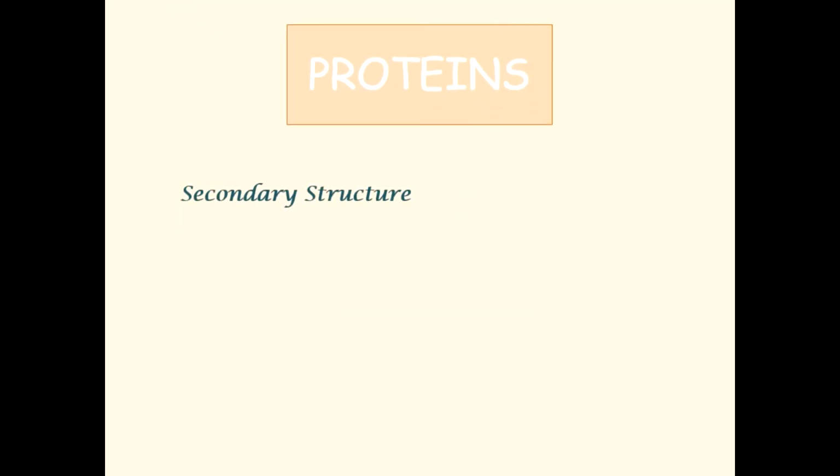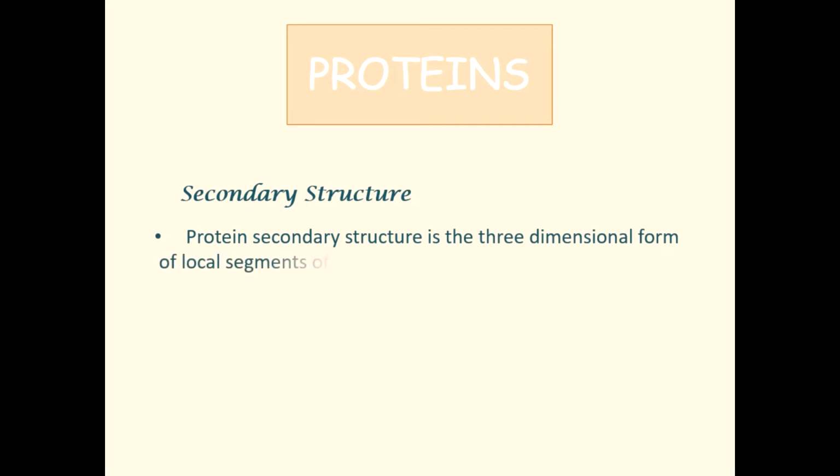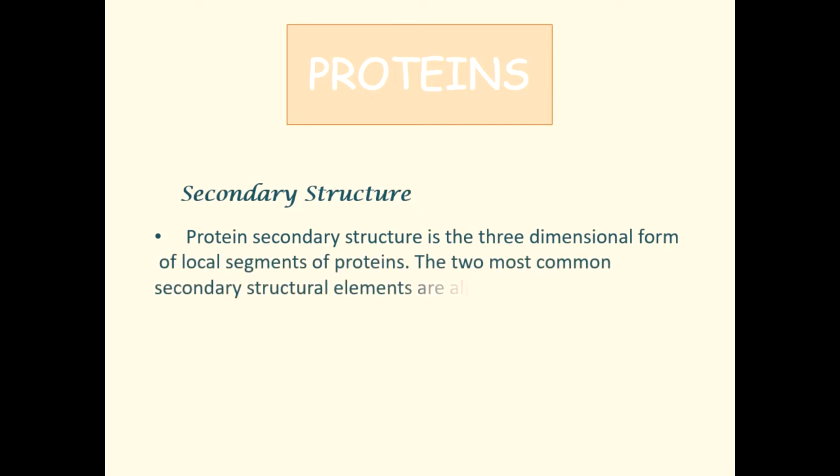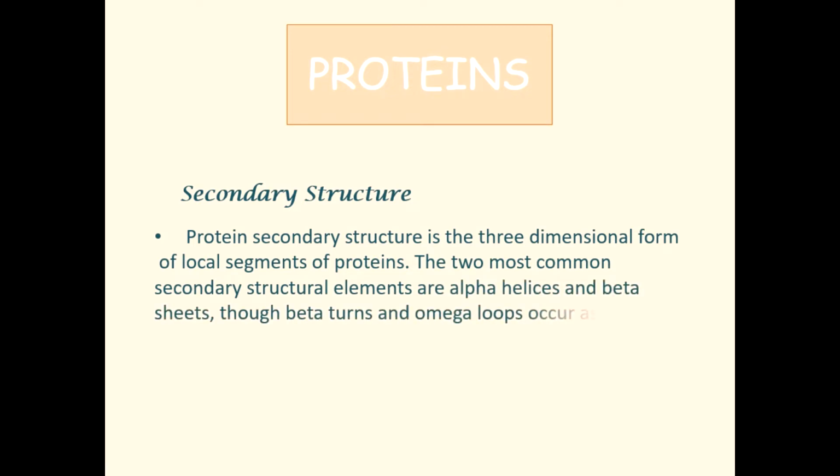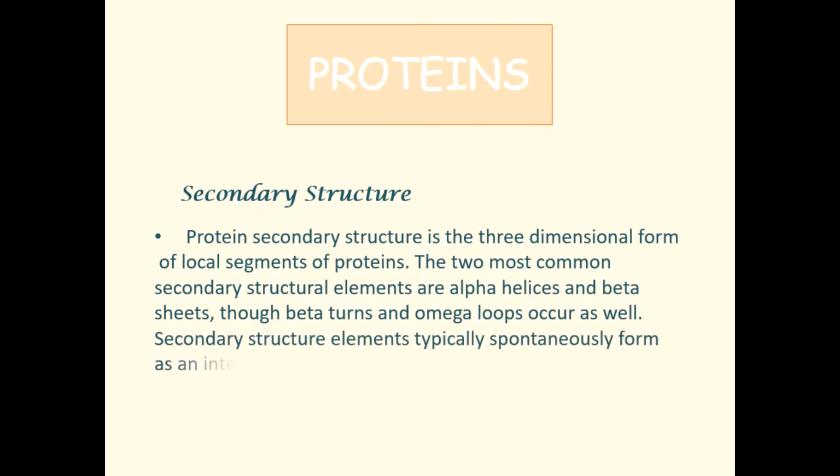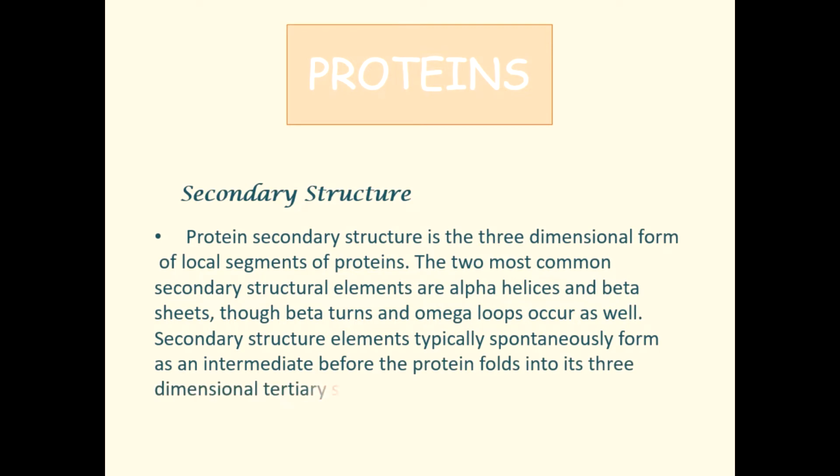Secondary structure. Protein secondary structure is the 3-dimensional form of local segments of proteins. The 2 most common secondary structural elements are alpha helices and beta sheets, though beta turns and omega loops occur as well. Secondary structure elements typically spontaneously form as an intermediate before the protein falls into 3-dimensional tertiary structure.